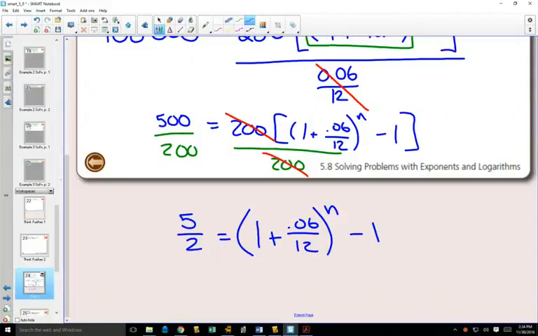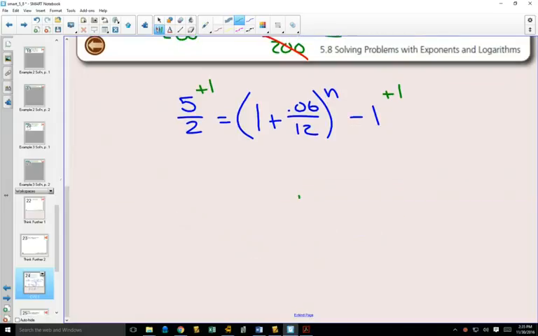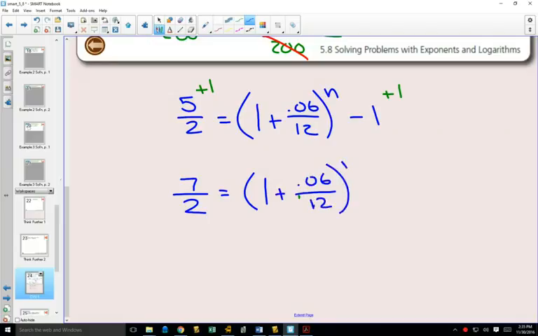I'm getting very close to getting that by itself. Last thing we're going to do, add 1 to both sides. Get a common denominator, so 1 is equal to 2 over 2. So we'll get 7 over 2 equals 1 plus 0.06 divided by 12 to the n. So we did all that work just to get that exponential thing all by itself.